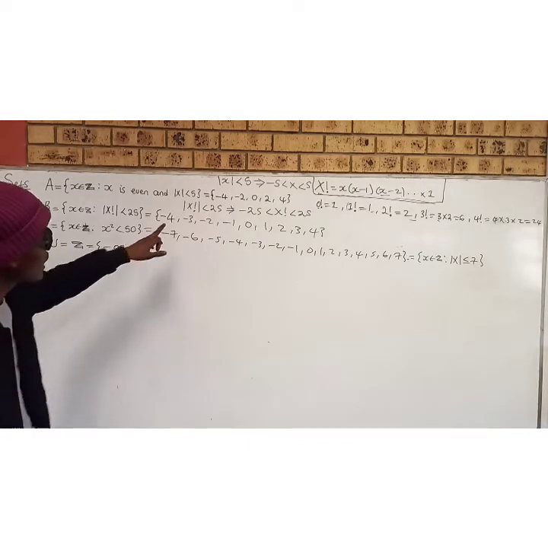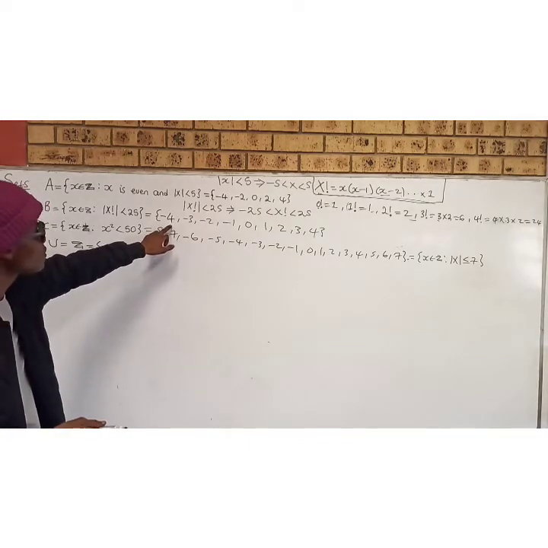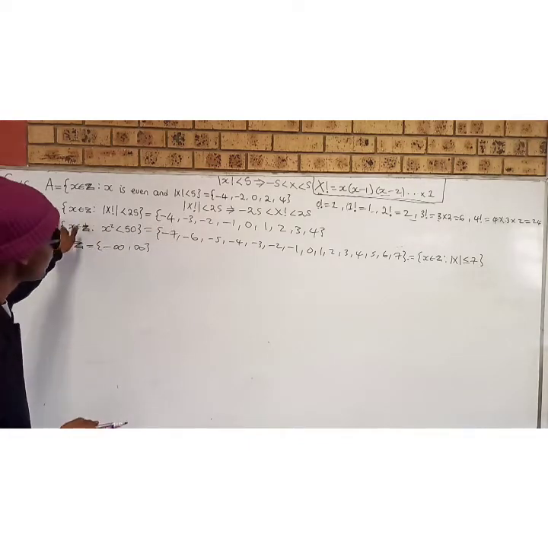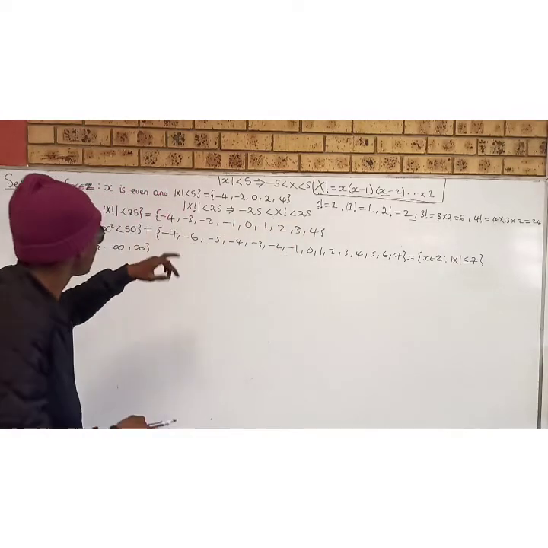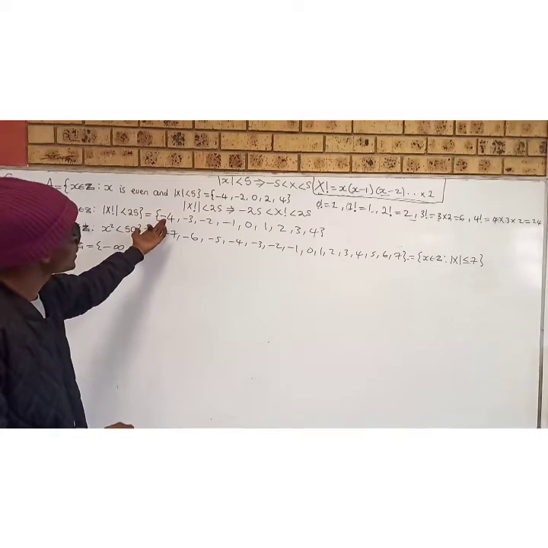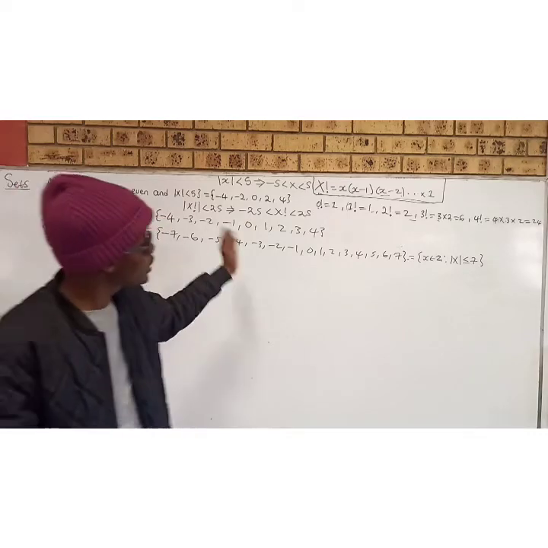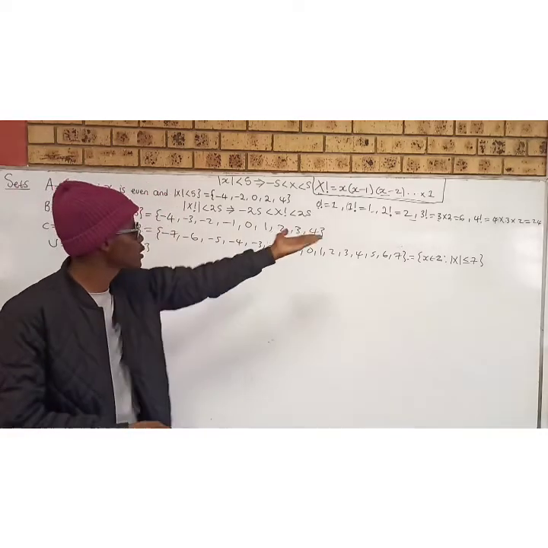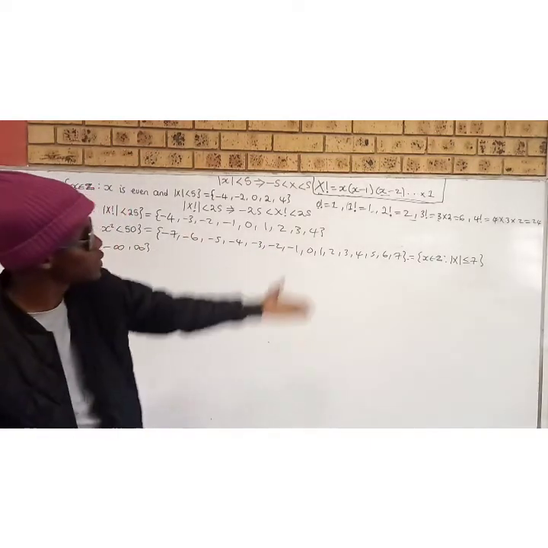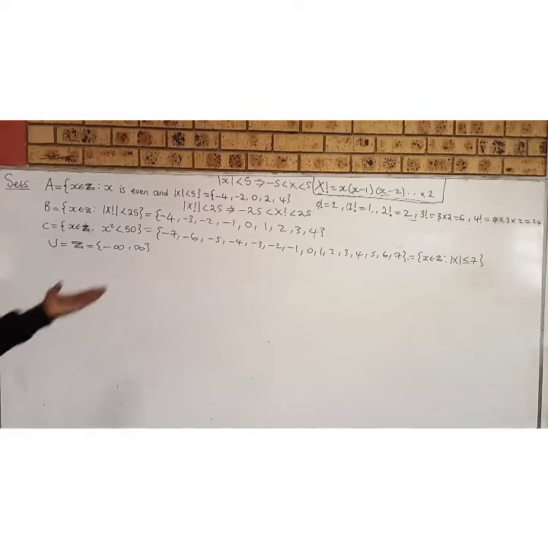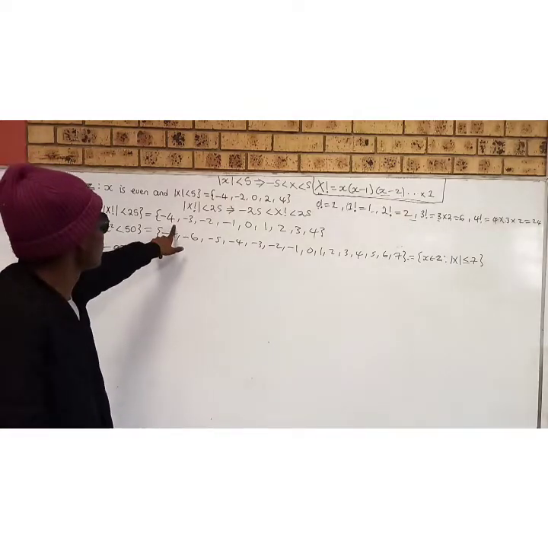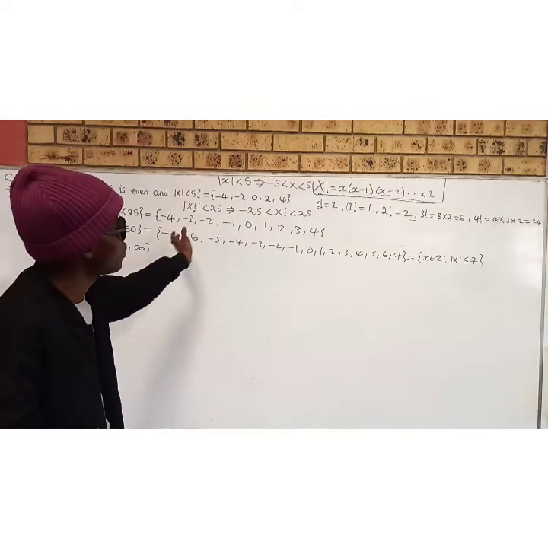The reason I started from negative 4 is that negative 4 is part of the set of integers and is in this interval. Defining X factorial with a negative sign just makes the result negative. For example, negative 3 factorial is just negative 6, and negative 4 factorial is just negative 24. So the elements are negative 4, negative 3, negative 2, until 4.